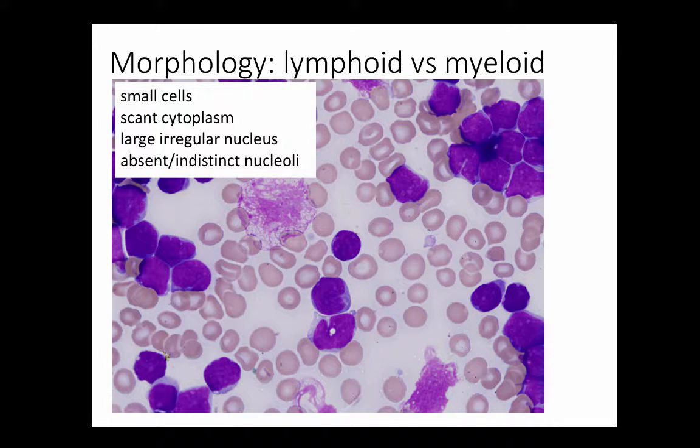So by morphology, lymphoid cells tend to be smaller, with very little cytoplasm, but a large irregular nucleus, and importantly absent to indistinct nucleoli. And this profile of morphological features is consistent with a lymphoid origin and can distinguish it from myeloid, but importantly doesn't distinguish between B and T cell malignancies. For this distinction, we rely on flow cytometry looking at immunophenotype.